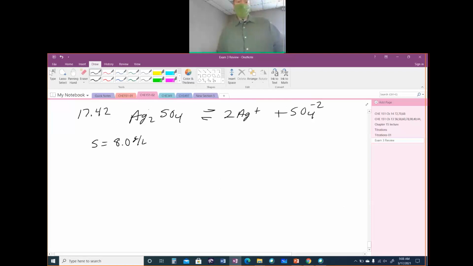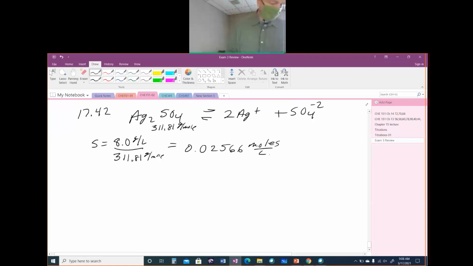All right, and so when we add up 2 silvers, 1 sulfur, 4 oxygens from the periodic table, we get 311.81. All right, and so we will then divide by the molar mass, 311.81 grams per mole, and that is going to give you your molar solubility, which is 0.02566. And now we are in moles per liter, which is your molar solubility.